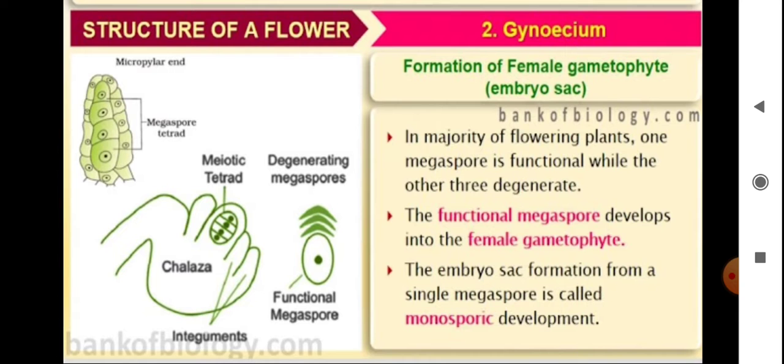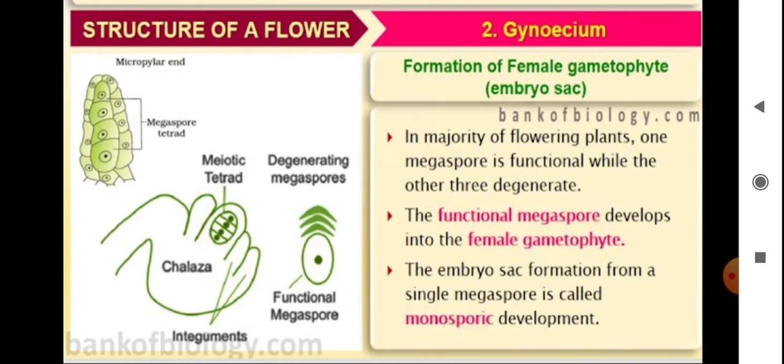See, in this picture it's very clear. Functional megaspore, you are having 1. The remaining 3 are degenerating megaspores. So this functional megaspore develops into the female gametophyte. The embryo sac formation from a single megaspore is called monosporic development.